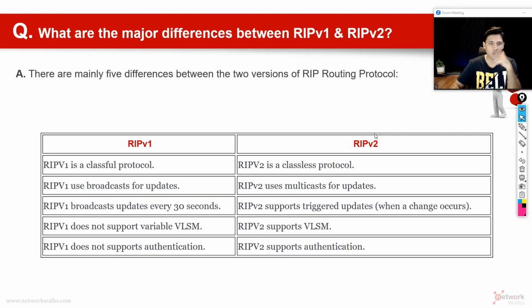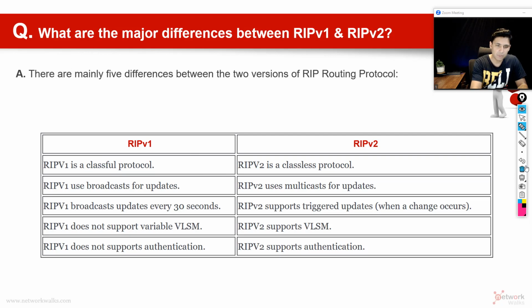Okay, next question is what are the major differences between RIP version 1 and RIP version 2? So there are many differences, but mainly we can say 5 major differences between RIP 1 and RIP 2. First of all, RIP 1 is a classful type of protocol. It cannot send the subnet information in the routing updates. RIP version 2 is classless, which means it can support /25, it can support /26, anything. While RIP version 1 can only support 3 classes. It's a classful type of protocol.